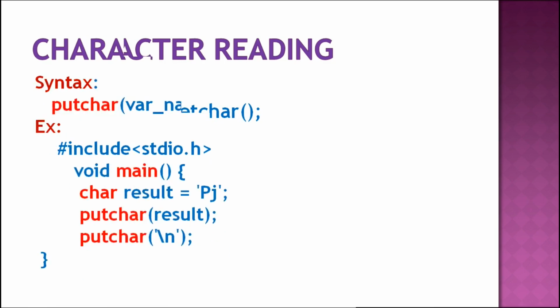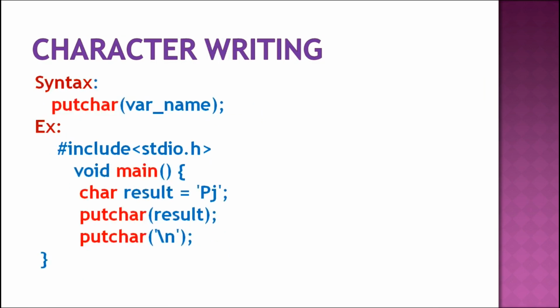And thereafter character writing. It will put the variable, as we have seen earlier, right? See here, the void main function is there, char result, and putchar of result, and then after that it will print the new line. The same way the reading is done, it will write the value.